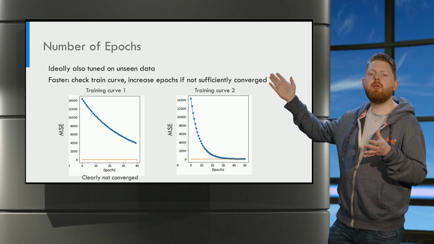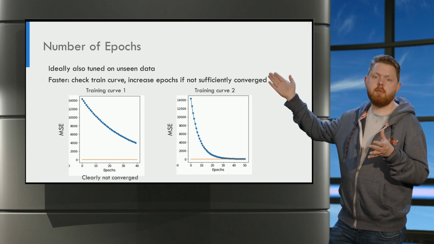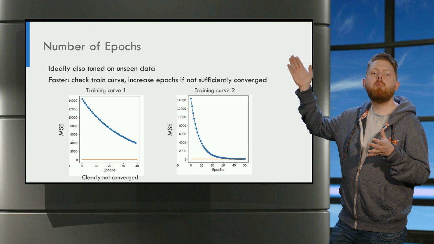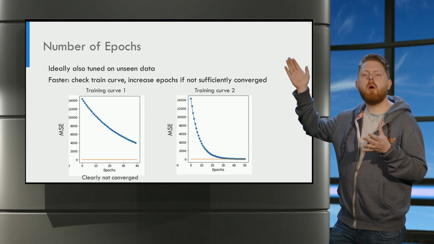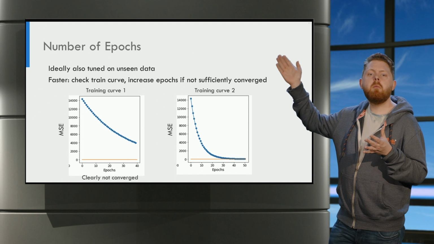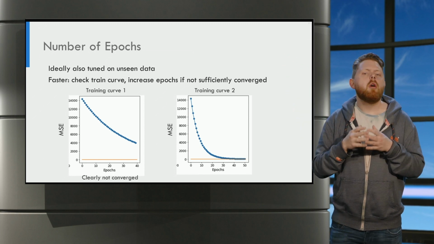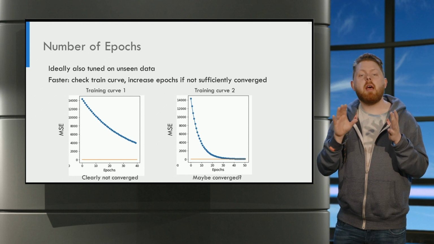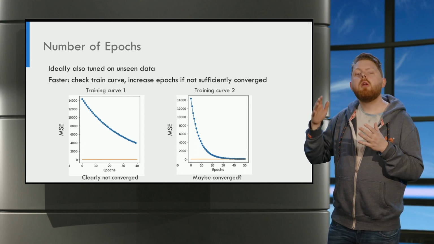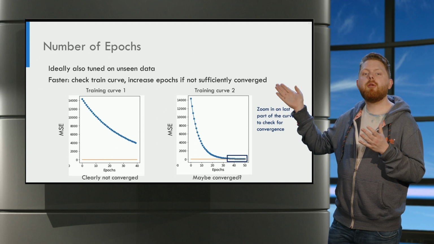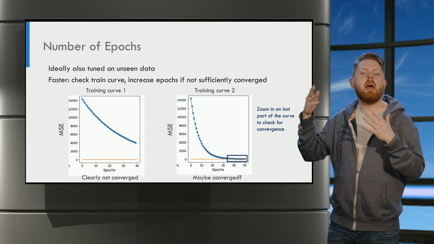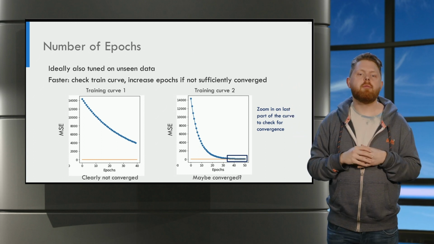This second curve looks more like it has converged. However, be sure to check the scale of the y-axis. Is the mean squared error here really not improving anymore? Okay, so maybe this has converged. To make sure it is converged, we should zoom in on the last part of the curve.